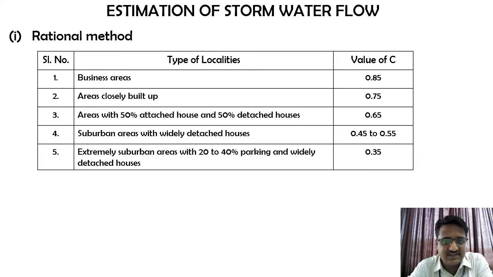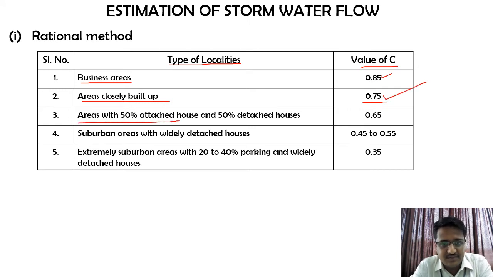Now next is with respect to the type of localities. If it is a business area in general, for calculation with respect to different aspects, the value of C is given as 0.85. Areas closely built up, it is 0.75. Closely built up in the sense that you have not given proper offsets, and that particular area is hugely or densely populated, at that point of time you can take that as 0.75.